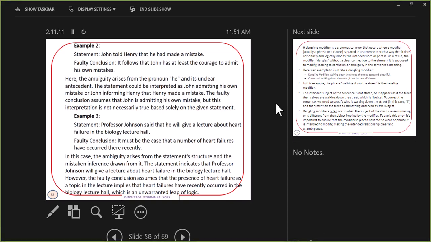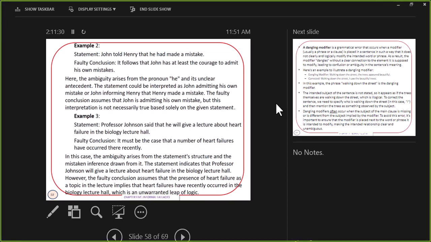So replacing the ambiguous pronoun with its correct antecedent is the best way to get rid of the fallacy of amphiboly. Same thing is true for the second one.